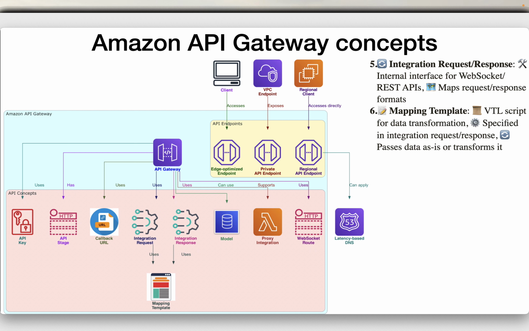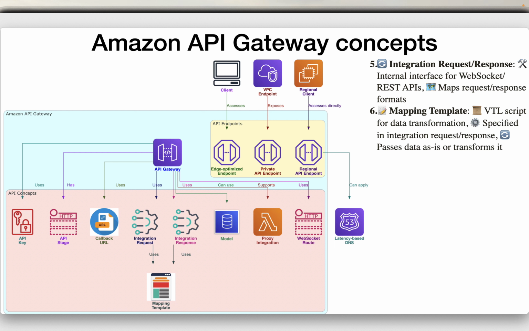Then you have mapping template, a script in velocity template language VTL that transforms a request body from the front-end data format to the backend data format, or that transforms a response body from the backend data format to the front-end data format. Mapping templates can be specified in the integration request or in the integration response. They can reference data made available at runtime as context and stage variables.